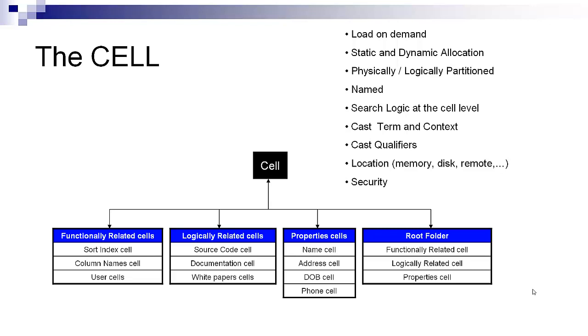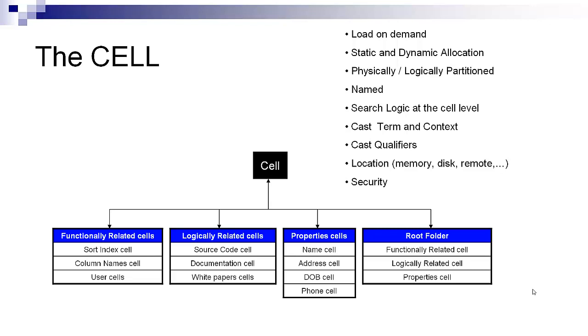Physically, a cell can have values, properties, if you will, but it can also have folders. And folders are separated into basically two types of information structures. One is functionally related cells, which means this is information that relates to the content of the cell, only functional, something like a sort index. Yes, a cell is sorted, but we store this sort index separately, and column names and all the related information.